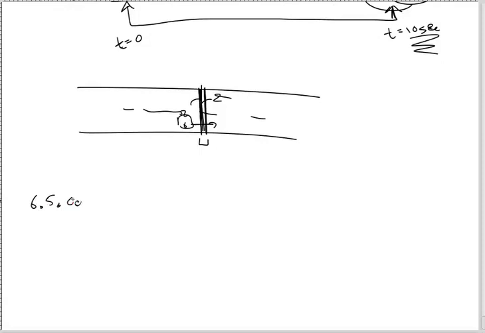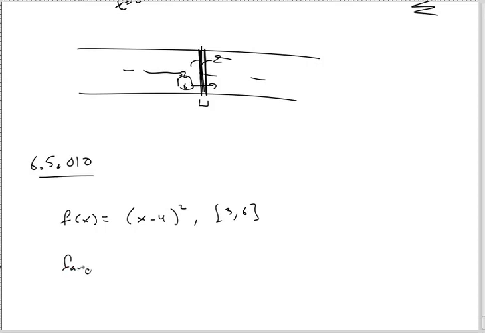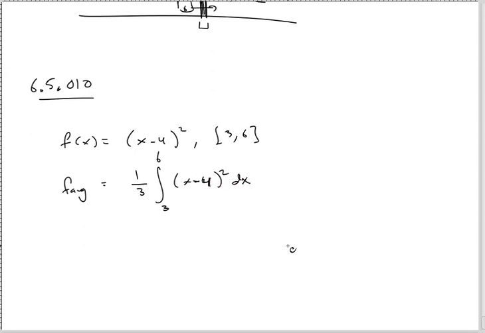6, 5, 0, 1, 0. I have f of x is equal to (x minus 4) squared from 3 to 6. And they say, find the average. And I say, okay. There's a 3 distance between these guys. Integral from 3 to 6 of this function here. And there you go. You could do the u-sub stuff, but I know you're a little bit more advanced than that at this point.